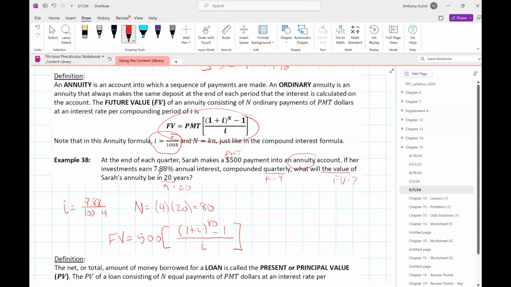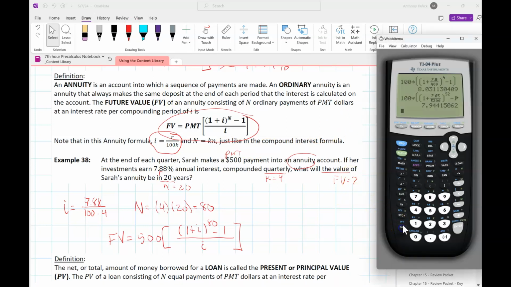So I have that. Instead of writing all the stuff in for I, I'm just going to do that. Is everybody okay there? So on my calculator, I'm going to start by calculating I.